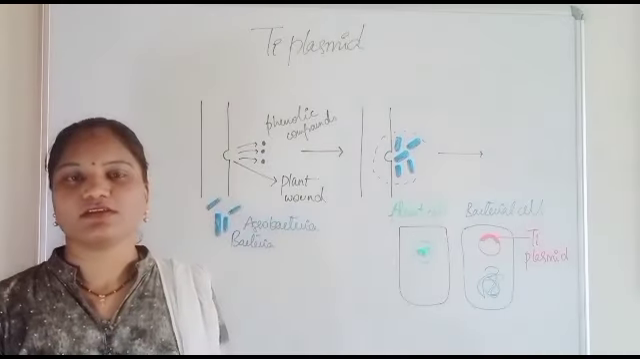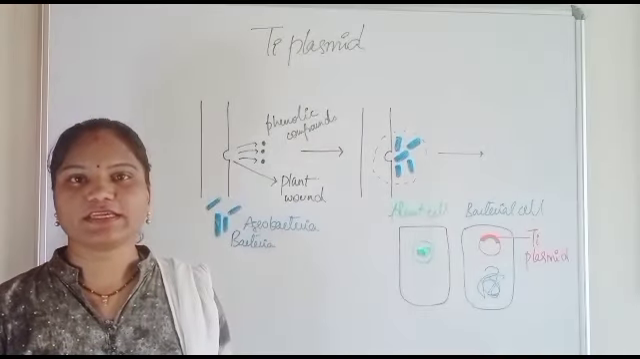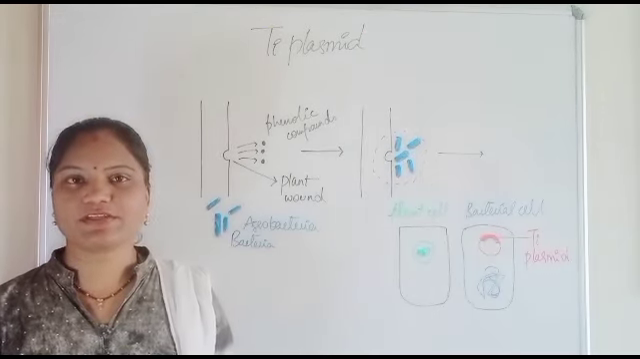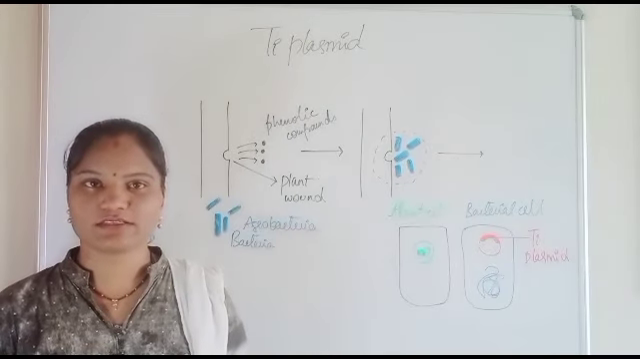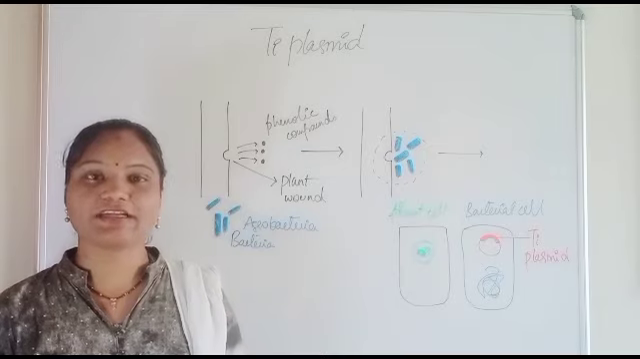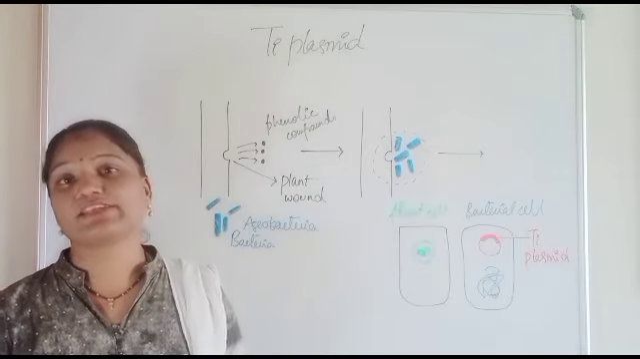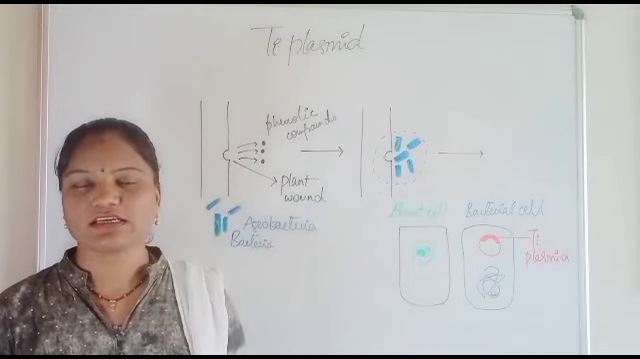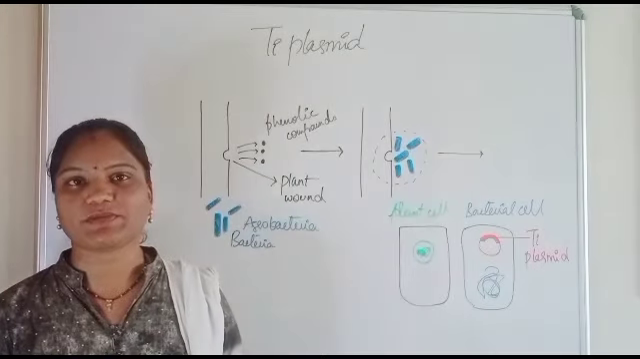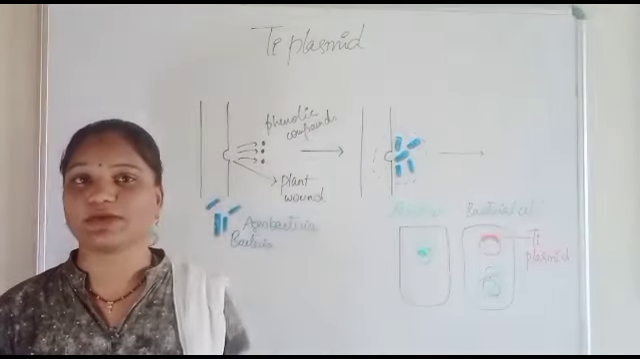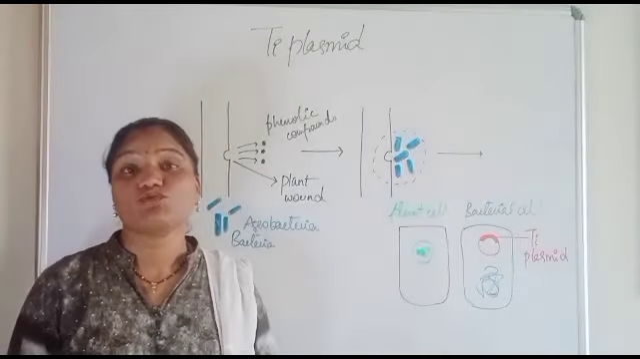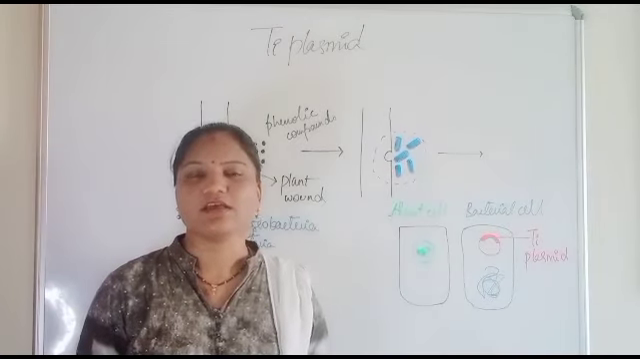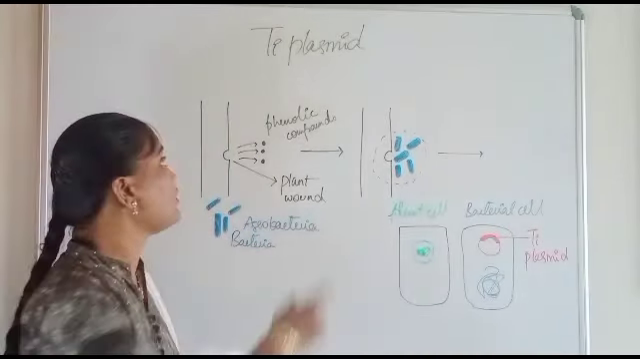Hello students, in this video module we will be learning about Ti plasmid. This is the next session of your vectors. In the previous session we have already discussed the characteristics of vectors, the ideal features of a good vector that should be used in genetic engineering experiments, as well as different kinds of vectors, like YAC, that is yeast artificial chromosome, and bacterial artificial chromosome, which are the most important vectors used in the human genome project, isn't it? So in this present tutorial we will be learning about Ti plasmid.